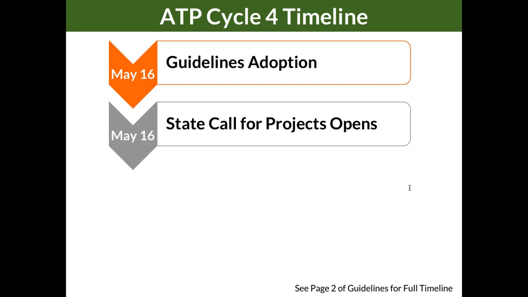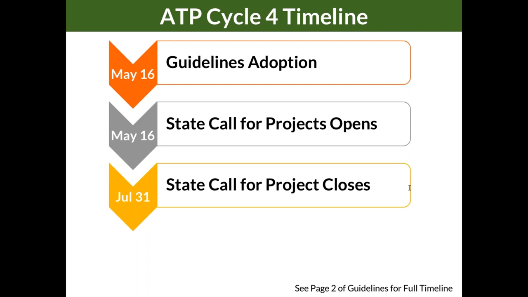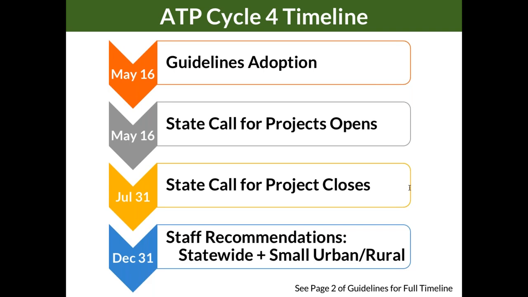Then after the guidelines are adopted, the state call for projects will be opening, and folks will have until July 31st to submit their application to the state competition. One thing to note here is that all of the regional competitions have different deadlines and timelines that may or may not align with the state timeline. So please, again, consult with your MPO and their websites and their guidelines for those dates. And then lastly, at the end of this year, on December 31st, we're anticipating CTC to issue their staff recommendations for the statewide competition and the small urban and rural competition.